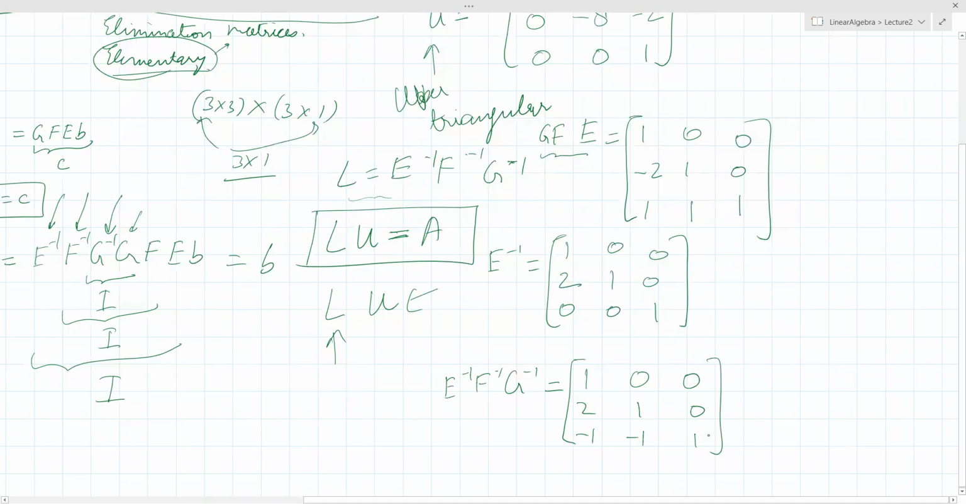Is that okay? Yes, sir. This is your matrix A. And now can anybody guess why this is called L? Lower triangle element. Good. So this is lower triangle.